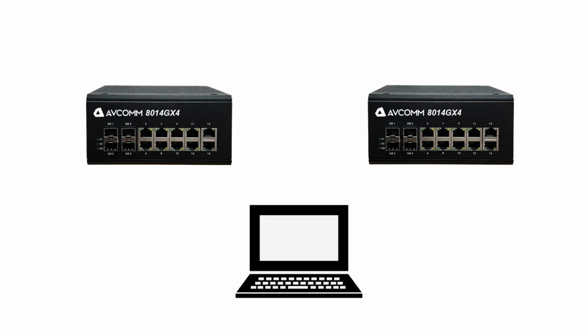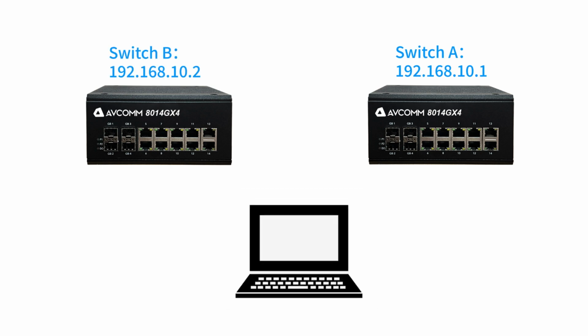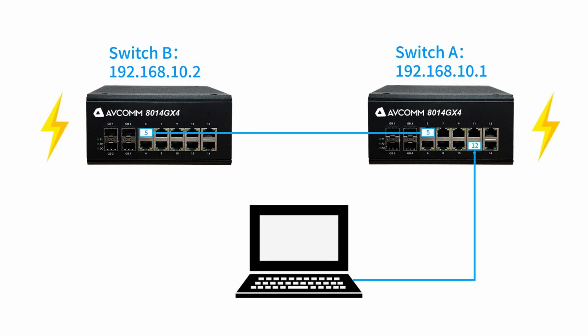First, build a simulation scenario using two network switches. Let's call them Switch A and Switch B and a computer to demonstrate. Power up both network switches, connect Switch A to Switch B, and any of them to your computer. For communication purposes, configure the switches and the computer in the same network segment.